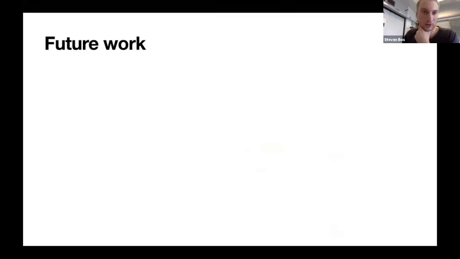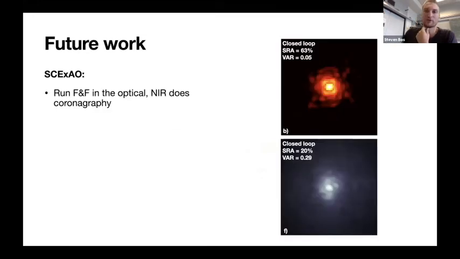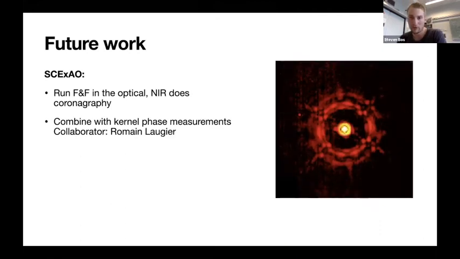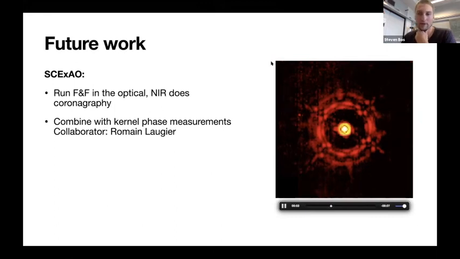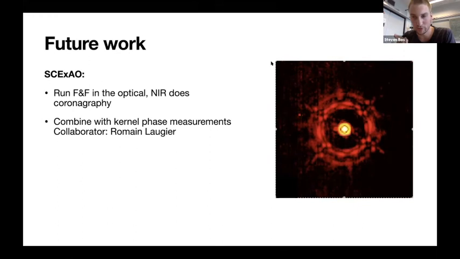So future work. Currently we run Fast and Furious in the near infrared, and we improve the optical, but we would like to do it vice versa. We would like to use the optical to derive the corrections such that we can do coronagraphy or other science in the near infrared. Together with Romain, we have been looking into whether corrections by Fast and Furious can improve kernel phase measurements and also any measurements with shaped pupil.